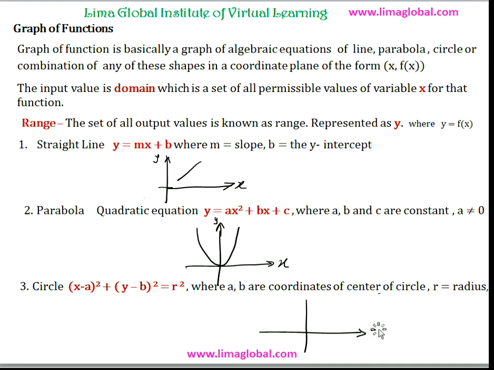This is x-axis, this is y-axis, center lies over here. This will be if a and b are equal to 0. So this is the coordinates of the center and the circle will look something like this. So whatever value we give to x, the generated value for y will give you this shape of circle.